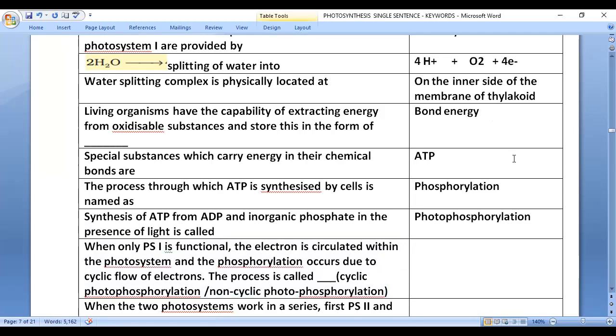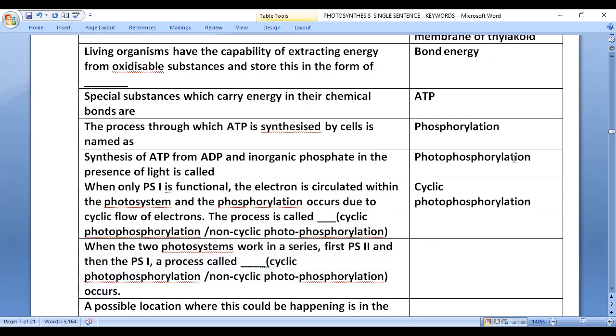When only PS1 is functional, the electron is circulated within the photosystem and photophosphorylation occurs due to the cyclic flow of electrons. The process is called cyclic photophosphorylation. When the two photosystems work in a series, first PS2 and then PS1, the process is called non-cyclic photophosphorylation.